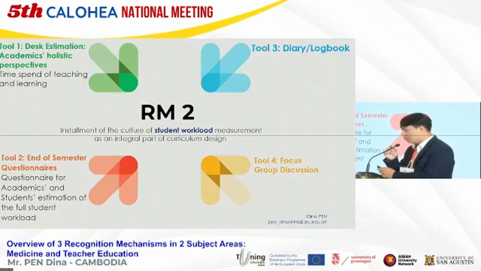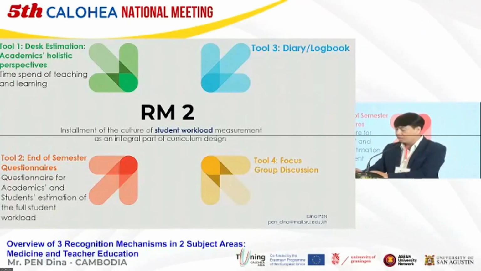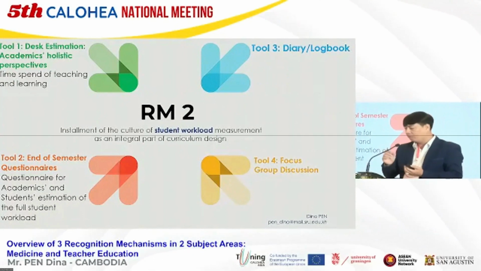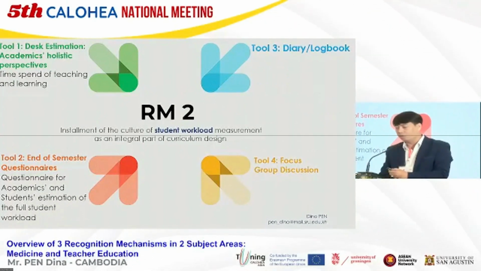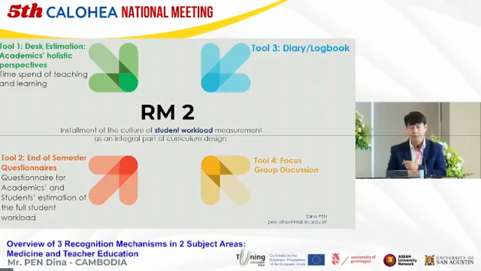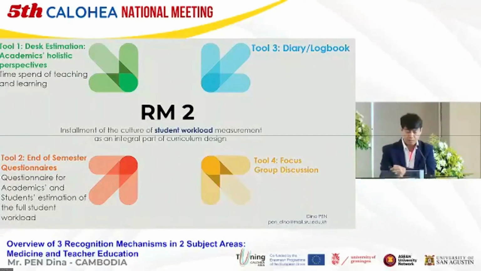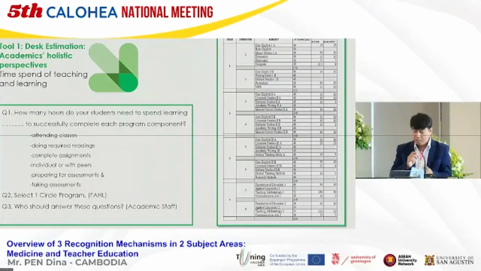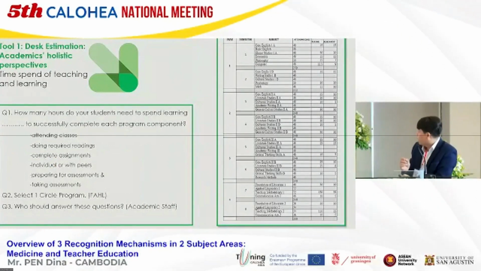So tool 1 is about the desktop estimation, the academic holistic perspective. We want to find out the time spent on teaching and learning. So here we have to decide which program we are going to use in the desktop estimation, and for us, we have selected one. We want to find out how many hours the student needs to spend learning in order to successfully complete each program component. For example, attending class, doing required reading, completing assignments, providing individual or peer feedback, preparing for assessment and also taking assessment.